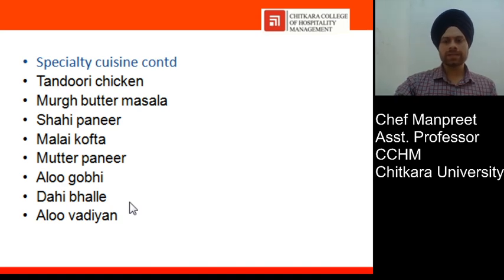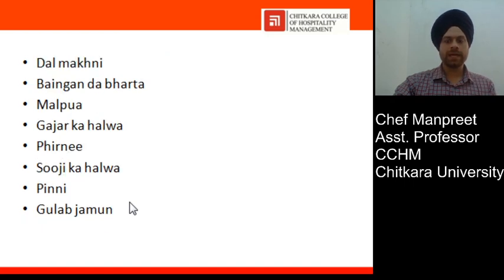Alu vadiya is a kind of sabji. We have already discussed alu and vadiya; we cook them together with some Punjabi spices. Dal makhani is a very important delicacy of Punjabi cuisine. Dal makhani is a dish which is put on a tandoor overnight, and the dal should be cooked on a very slow flame, which will provide a makhani consistency to the dal.